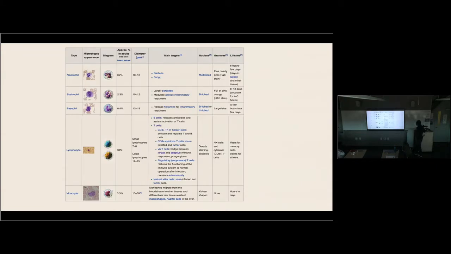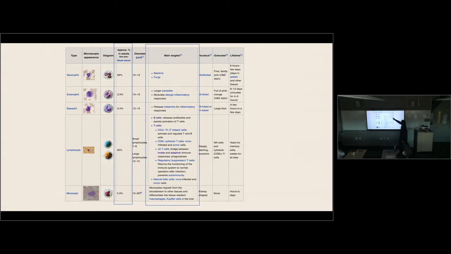This is just a breakdown of a table of these same cells, but I wanted to point out that there's a different percentage of each of these. Neutrophils are the most common, so approximately 60%. Things like basophils, which are the histamine response, are very few, 0.4%, so there's not a lot of those. They're not really needed for most common things.